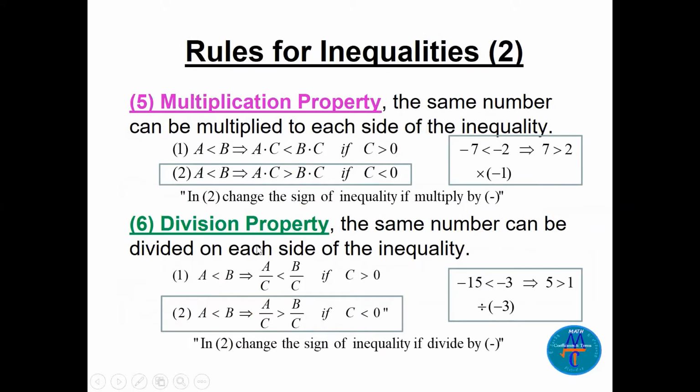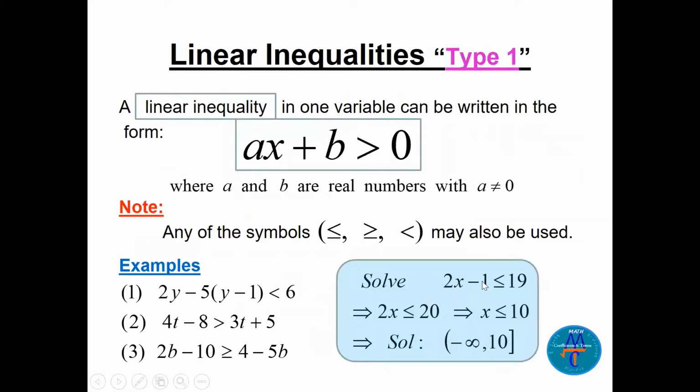Now, if you multiply an inequality by a number, this number can be positive or negative. If it is positive, nothing changes. If it is negative, we have to switch the sign of the inequality. Let's look here: minus 7 is less than minus 2. Let's multiply by minus 1. This becomes 7, and we should have greater, so you have to switch it: 7 greater than 2. Same thing if we divide. If we divide or multiply an inequality by a negative number, switch the sign. You have to remember that.